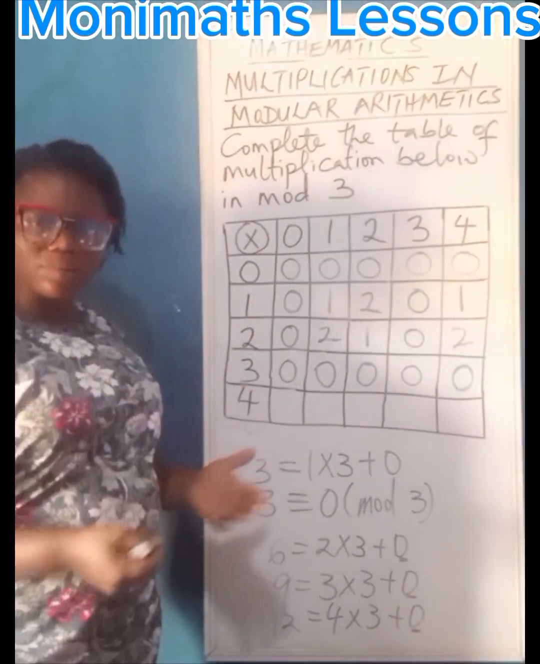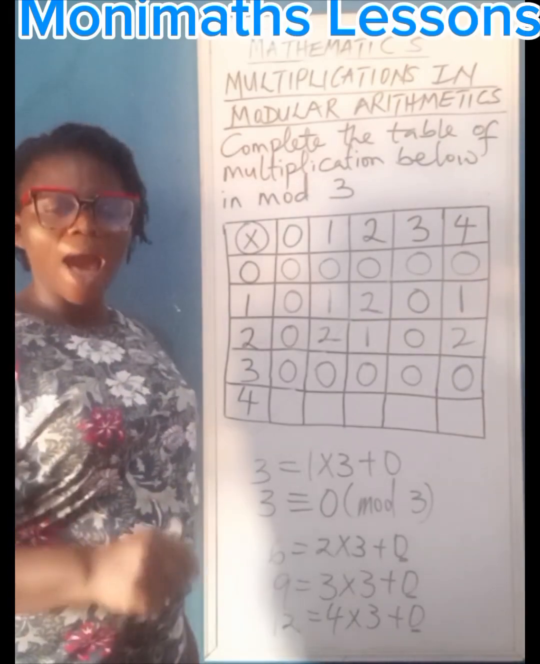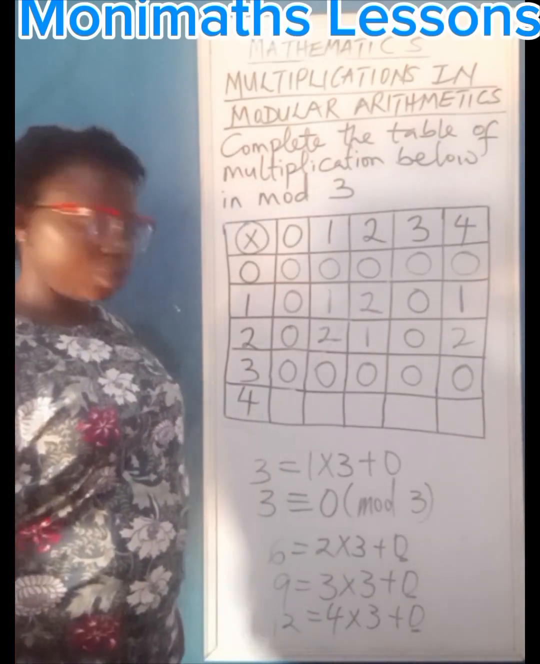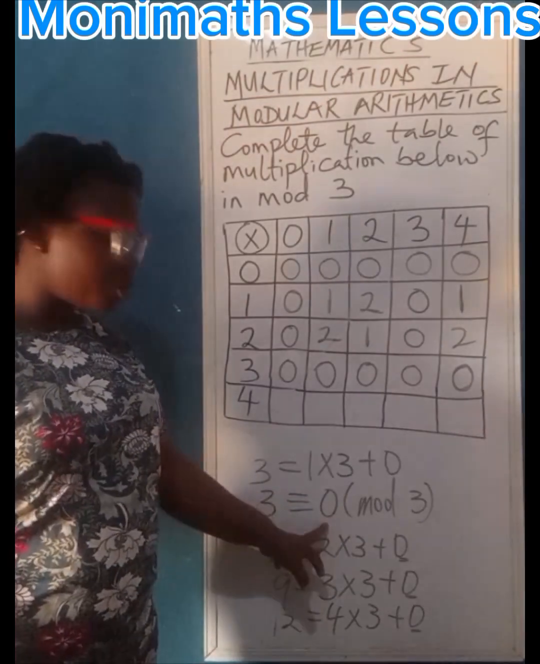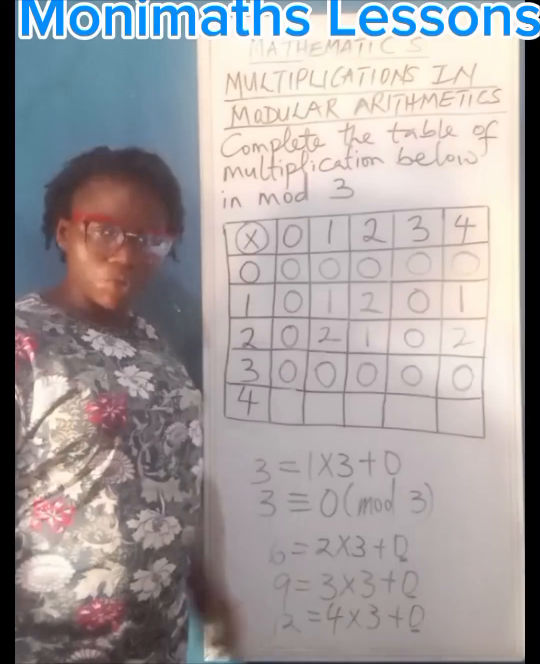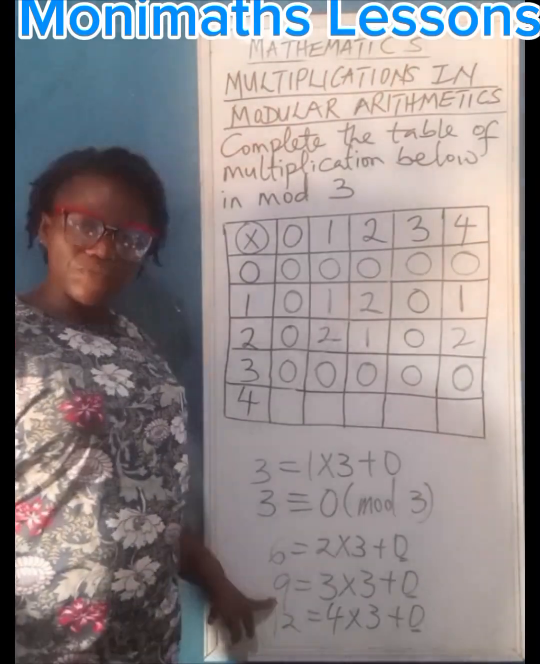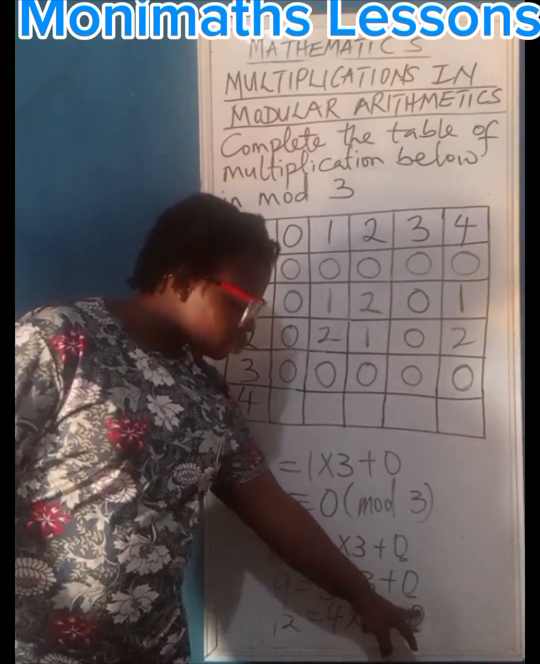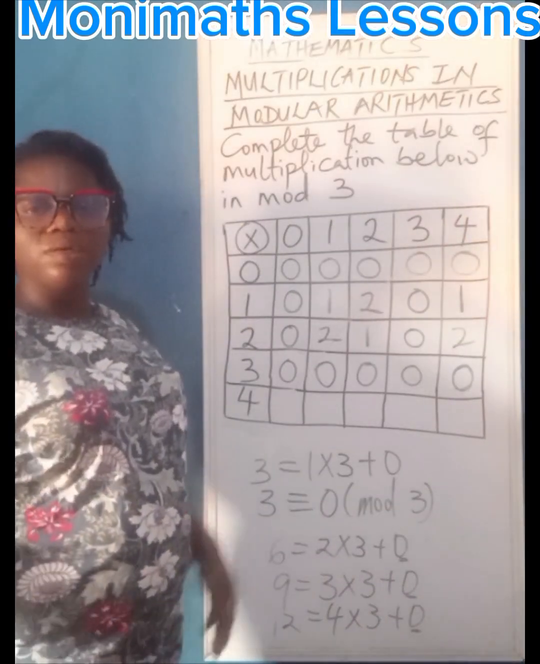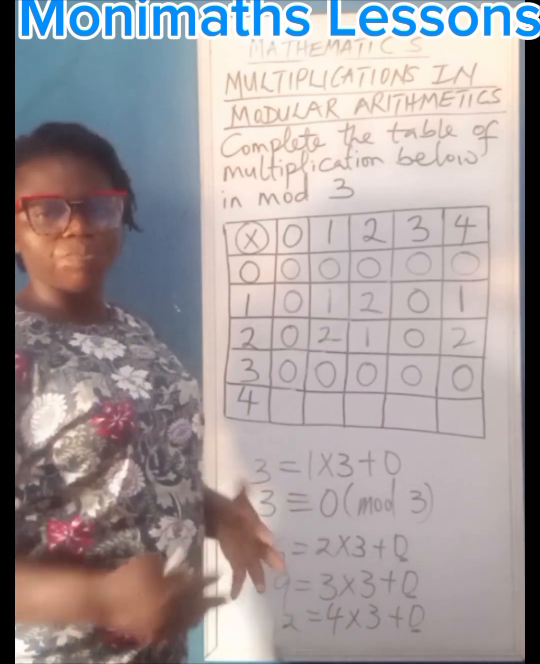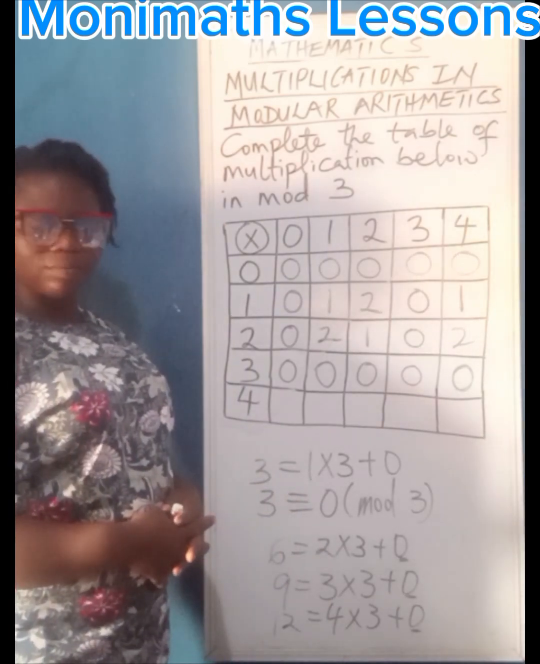The multiples of a modulo are equivalent to 0 in the modulo. 3 is equivalent to 0 in mod 3. 6 is equivalent to 0 in mod 3. 9 is equivalent to 0 in mod 3. 12 also is equivalent to 0 in mod 3 because all these 3, 6, 9, 12 are multiples of 3.